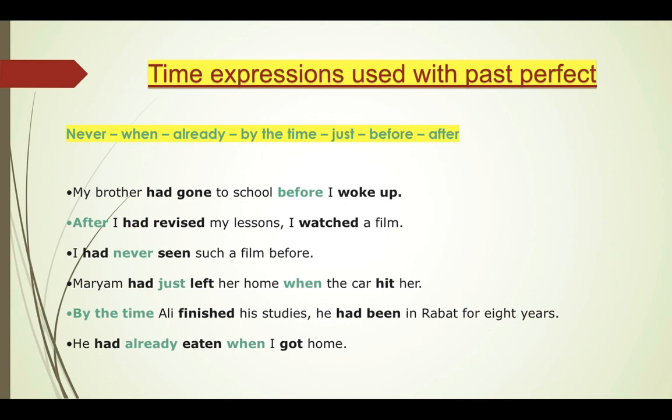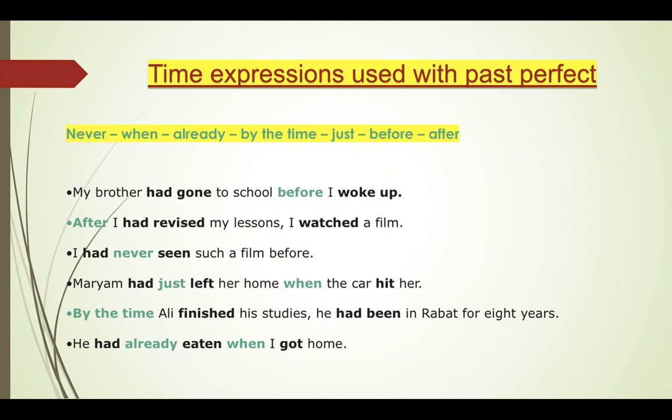I woke up is in the simple past. That means that we are talking about the past perfect. The first action, I'm going to put it in the past perfect. Then the second action, I'm going to put in the simple past. So we have: my brother had gone to school. This is the first action, which means I'm going to put it in the past perfect. Before I woke up is the second action, so I'm going to put it in the simple past.